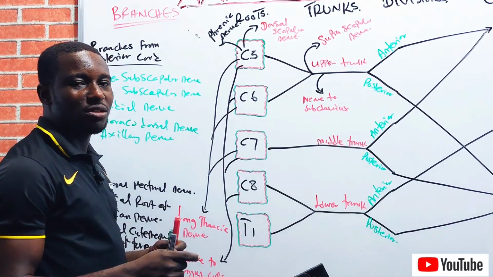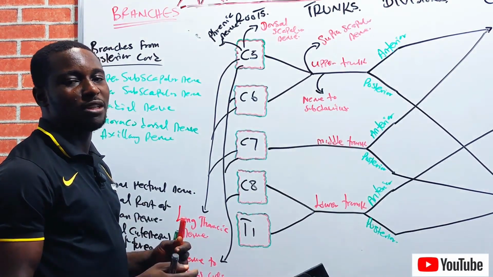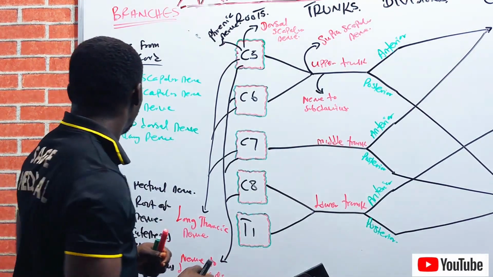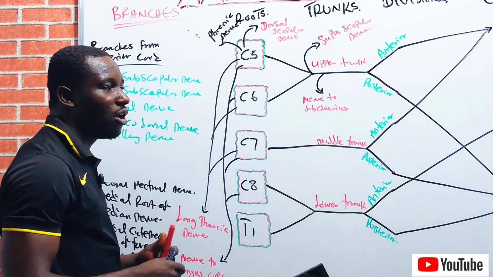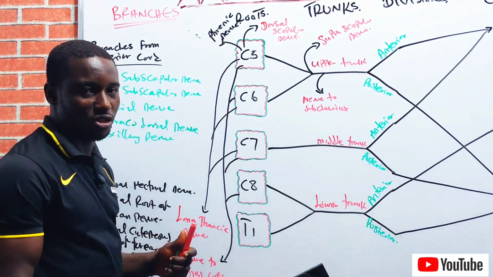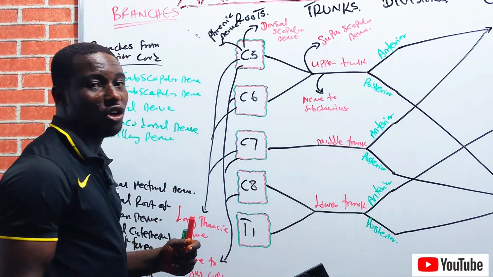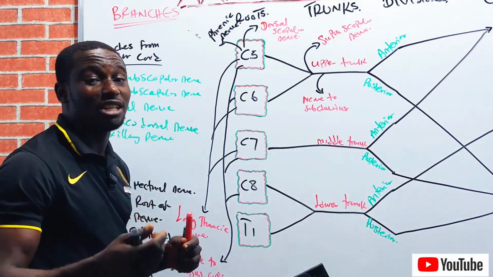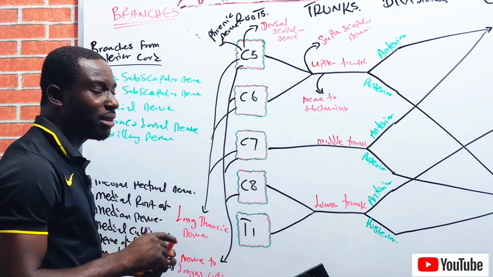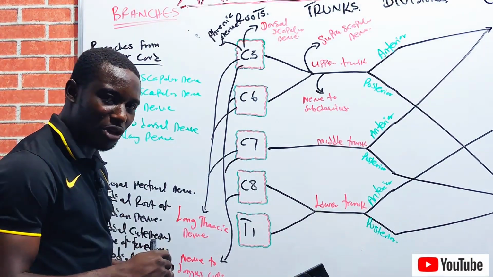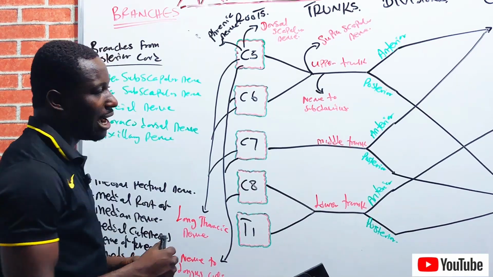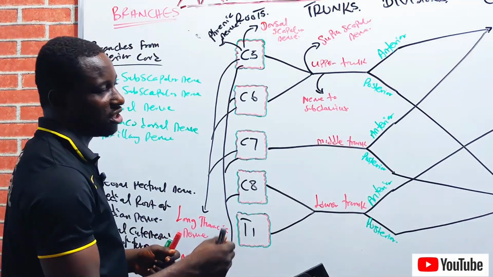It supplies the muscles on the posterior compartment of the arm and the forearm, that is the extensor muscles. The thoracodorsal nerve can be called the nerve of latissimus dorsi. It supplies the latissimus dorsi muscle that is found on the floor of the intertubercular sulcus of the humerus. Okay, the axillary nerve supplies the teres minor muscle and the deltoid muscle. So that is all about the branches from the posterior cord.